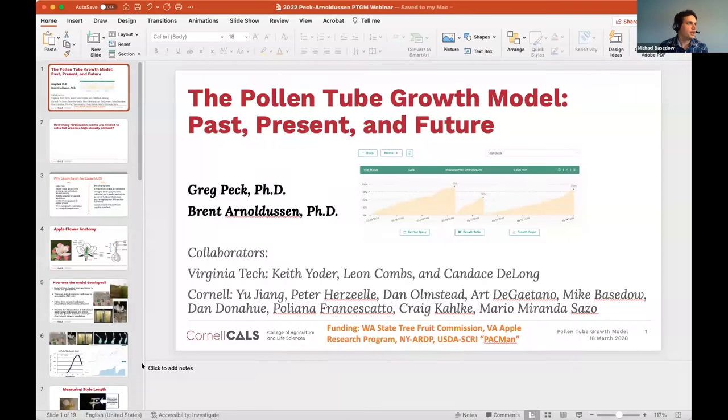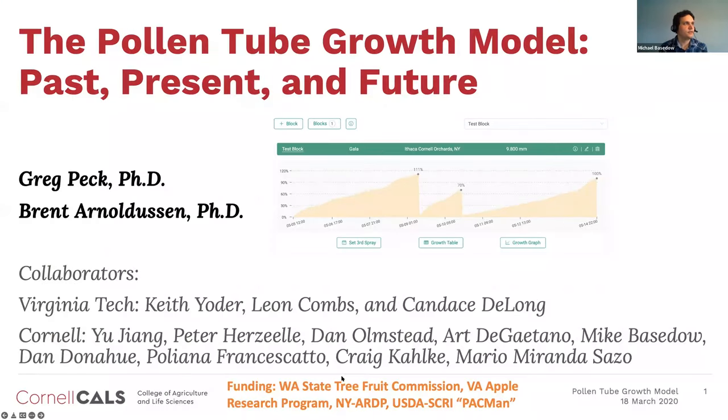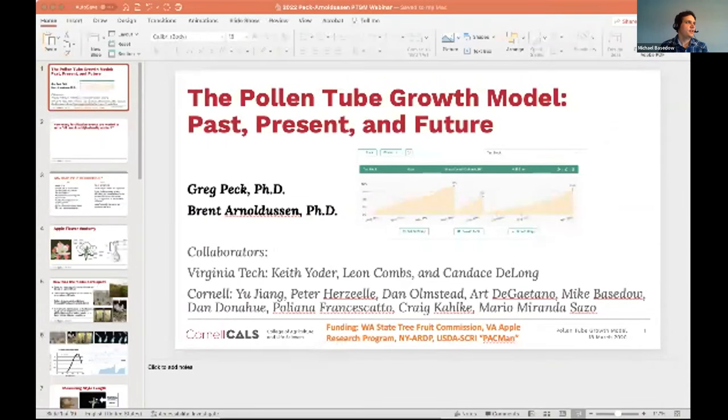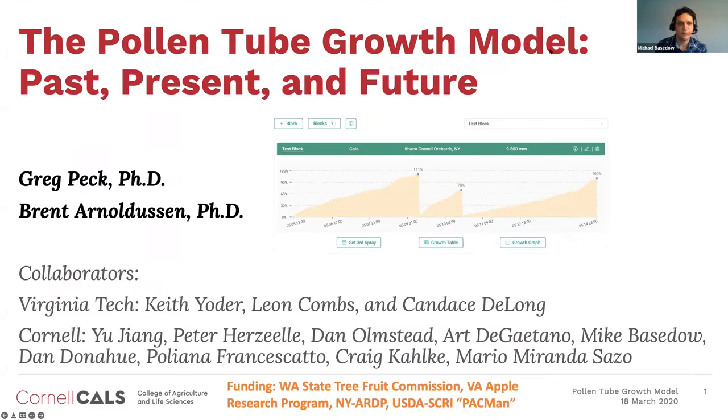So next we are going to hear from Dr. Greg Peck and Brent Arnoldussen. Dr. Peck is an associate professor in Cornell School of Integrated Plant Science. His research addresses the challenges of sustainably and profitably producing tree fruits in New York. Brent Arnoldussen is a postdoc in Dr. Peck's lab, and he is joining us after earning his PhD from Washington State University. So it looks good to me, Greg and Brent, you should be good to go.